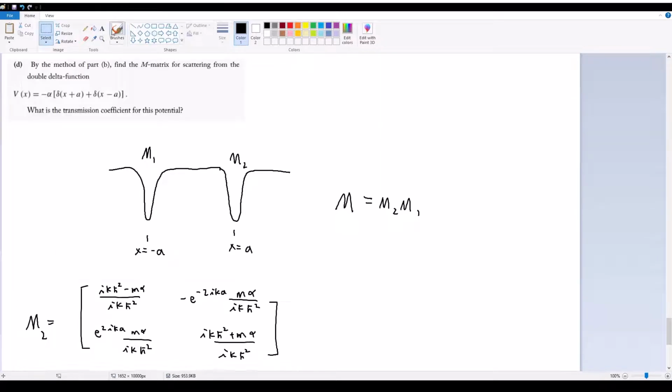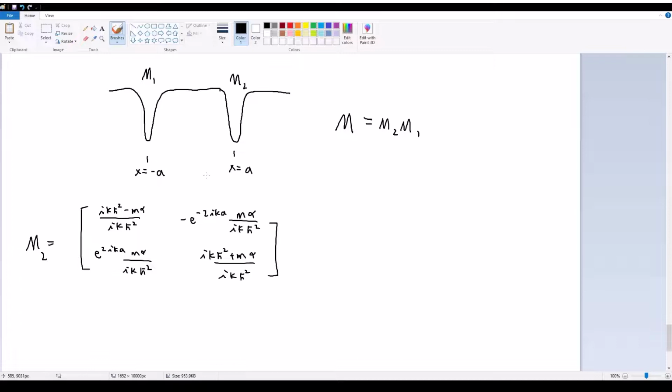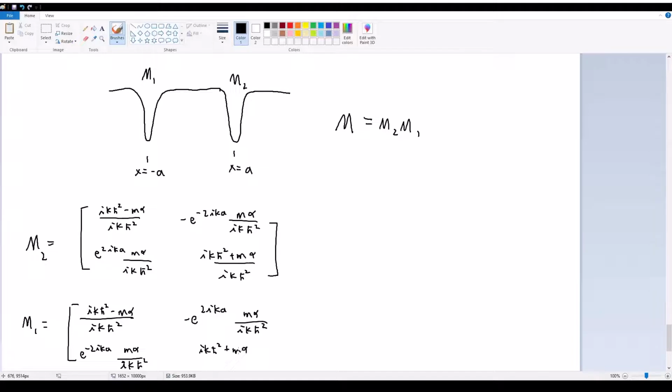And M1, well, that's just the delta well again, but located at x equals negative a instead. So M1 is going to be the exact same thing, but with all the a's replaced with negative a's. So (ik h bar squared minus m alpha) over ik h bar squared, and then negative e to the, this time, 2ika instead of negative 2ika, times m alpha over ik h bar squared. On the opposite side, e to the negative 2ika instead of positive, times m alpha over ik h bar squared. And then finally, (ik h bar squared plus m alpha) over ik h bar squared.